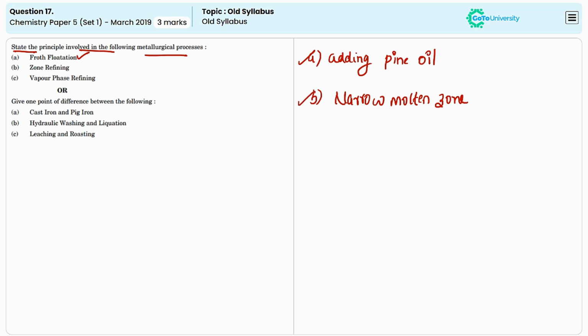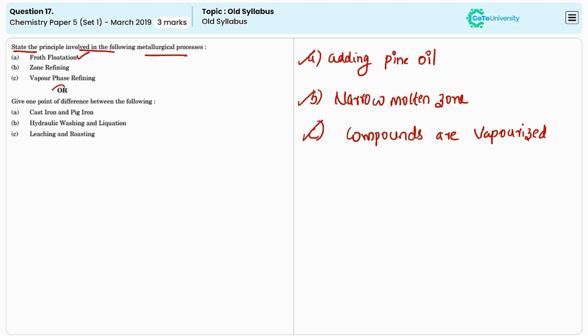The third one is vapor phase refining. This is a refining process where the impure metals or compounds are vaporized and then condensed to achieve the purification. Here, the impurities are left behind in the non-volatile phase or separated during the process.